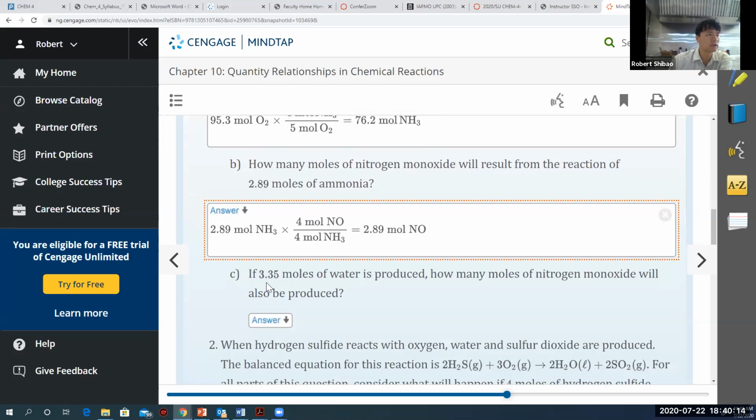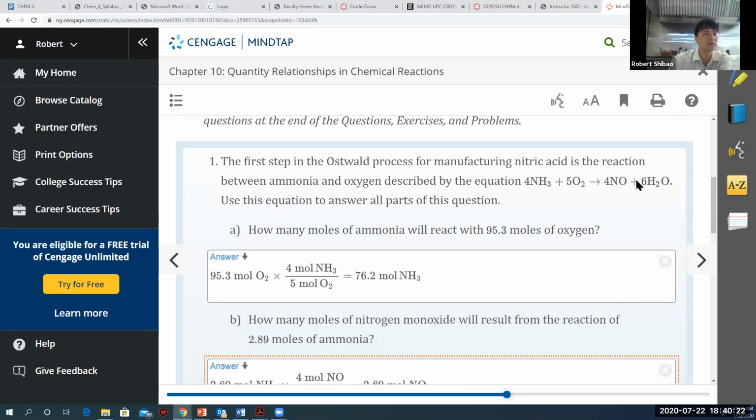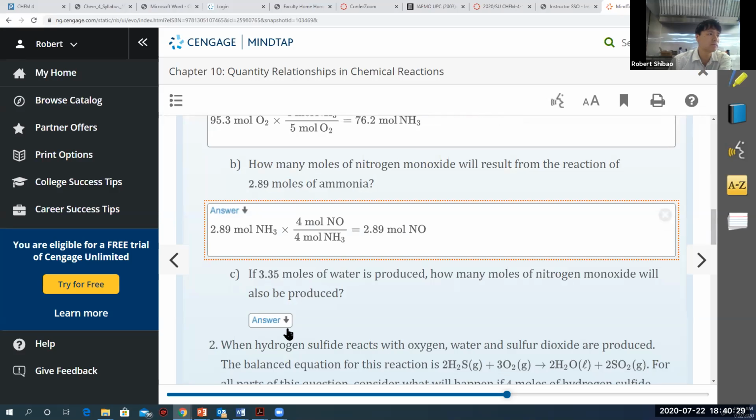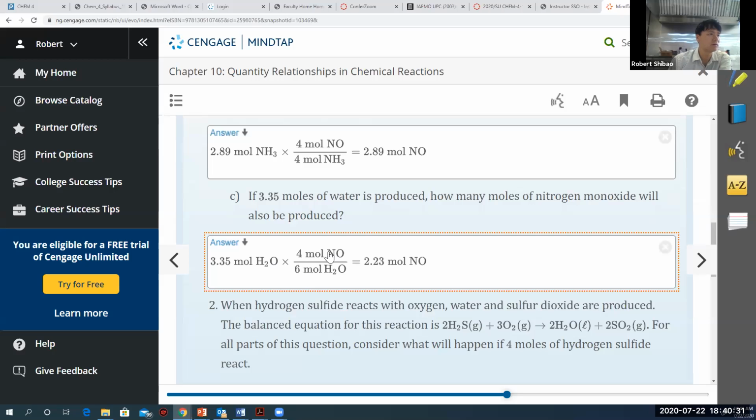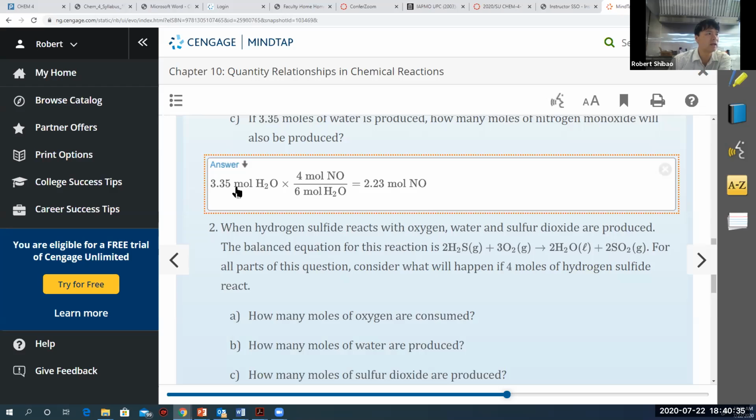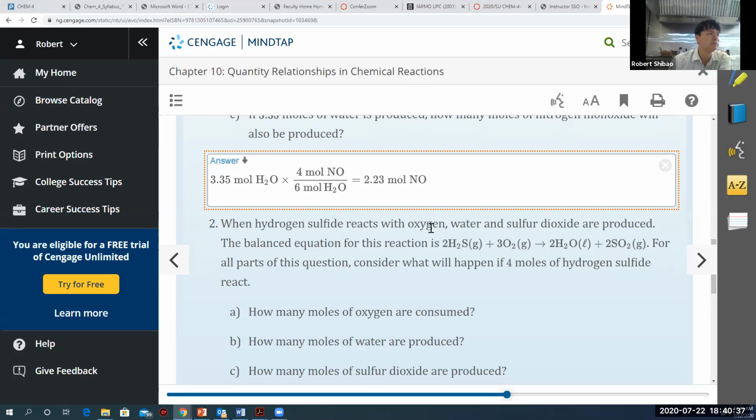I don't change it. If 3.35 moles of water is produced, how many moles of nitrogen monoxide will also be produced? So 3.35 moles. So it's going to be a 4 to 6 ratio, 4 moles of NO for every 6 moles of H2O. 4 to 6 ratio. 4 moles of NO, 6 moles of H2O. So this is a mole to mole, moles of A to moles of B type conversion.